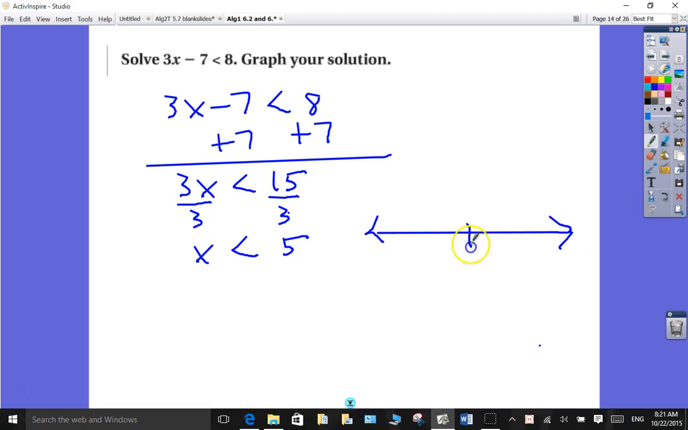Graph. Always a graph. Open circle on 5. Shade to the left.